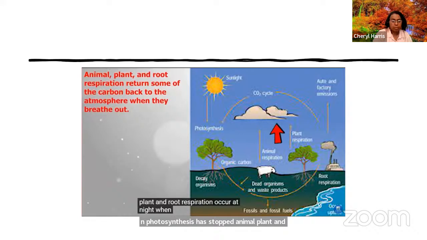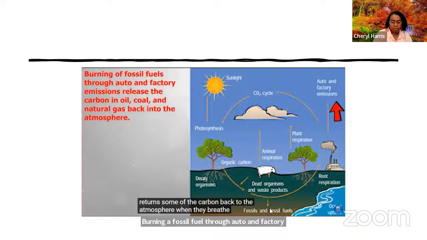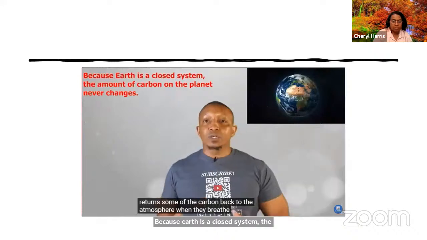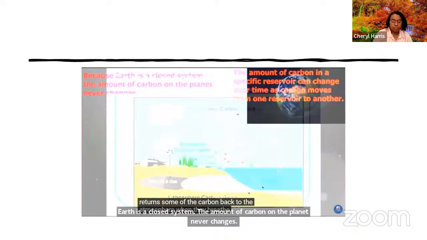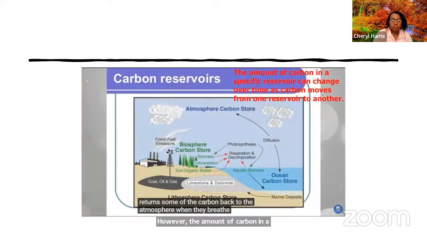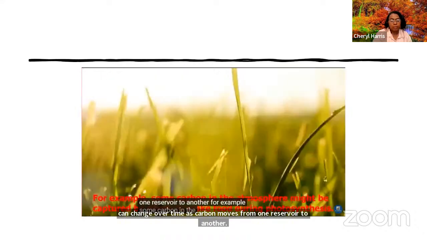Burning of fossil fuels through auto and factory emissions release the carbon in oil, coal, and natural gas back into the atmosphere. Because Earth is a closed system, the amount of carbon on the planet never changes. However, the amount of carbon in a specific reservoir can change over time as carbon moves from one reservoir to another. For example, some carbon in the atmosphere might be captured by plants to make food during photosynthesis.